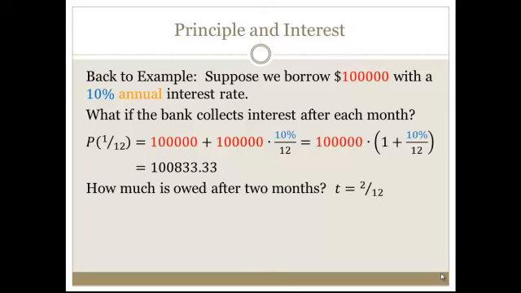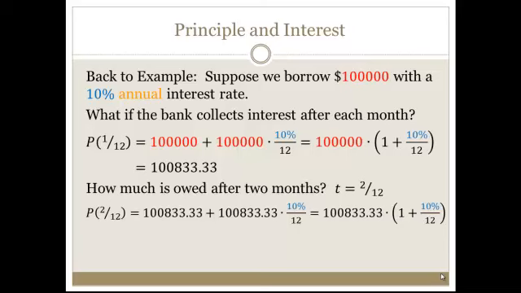So how much do we owe after 2 months, or when T equals 2/12? Well, P of 2/12 is the amount we owed after 1 month, the $100,833.33, plus the amount we owed after 1 month times 10% over 12 for the next month's interest. Factoring out the $100,833.33, we get that P of 2/12 is $100,833.33 times 1 plus 10% over 12.